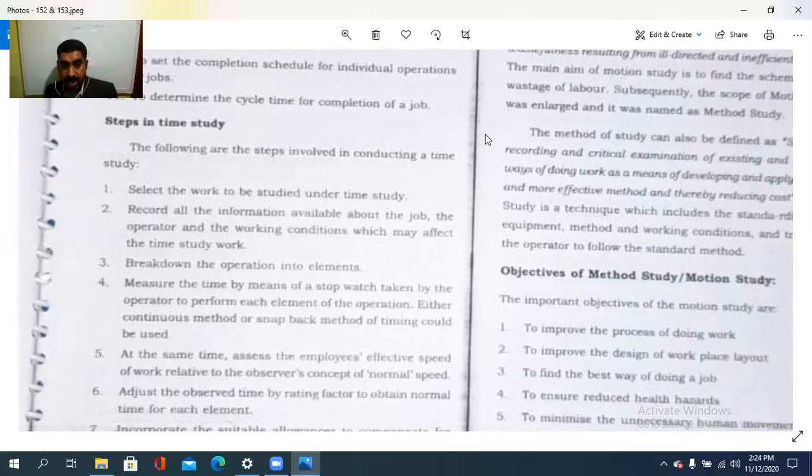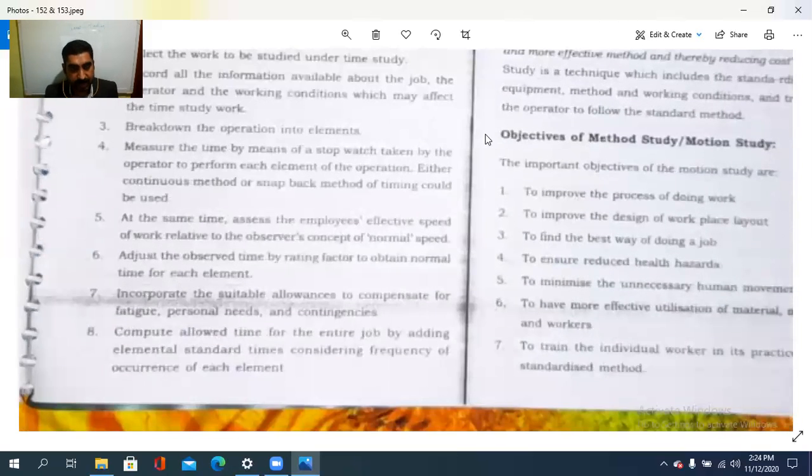At the same time, assess the employee's effective speed of work that relates to the observer's concept of the normal speed. Adjust the observed time by the rating factor to obtain the normal time for each element. Incorporate the suitable allowances to compensate for fatigue, personal needs and contingencies, and also compute the allowed time, means calculate the allowed time. എന്തുമാത്രം സമയം ആ ഒരു പ്രൊഡക്ഷൻ പ്രോസസ്സിന് എടുത്തു എന്നുള്ളത്.